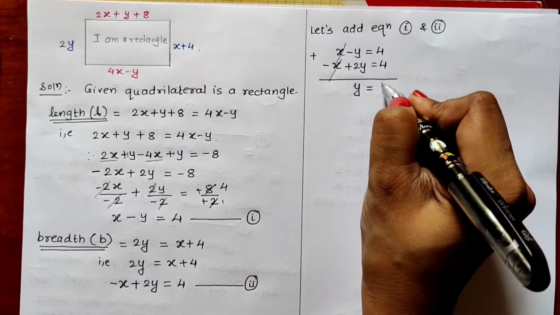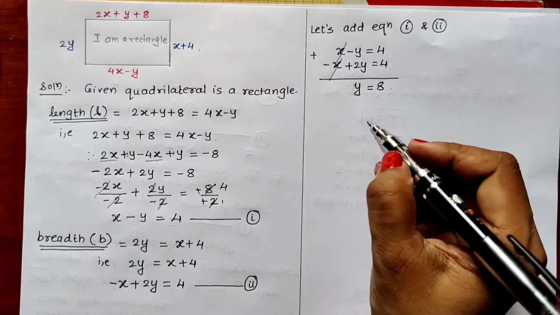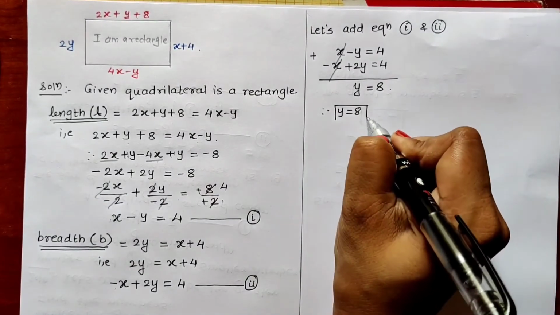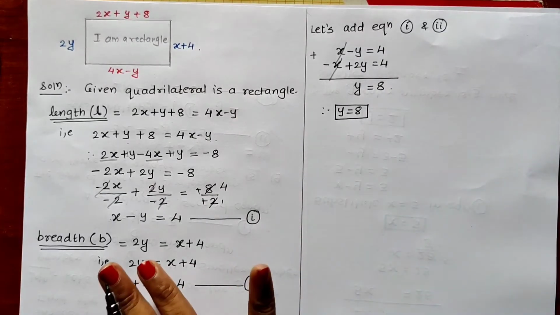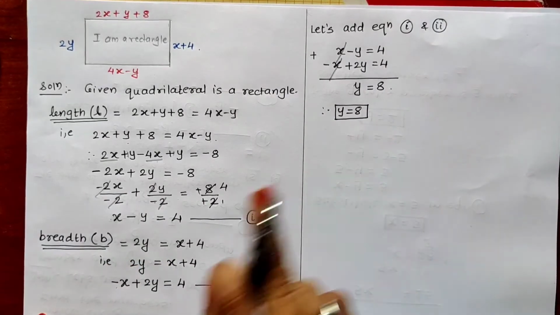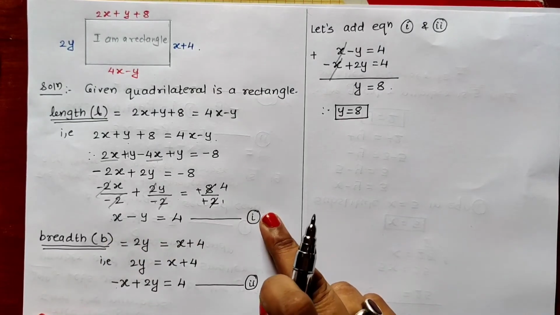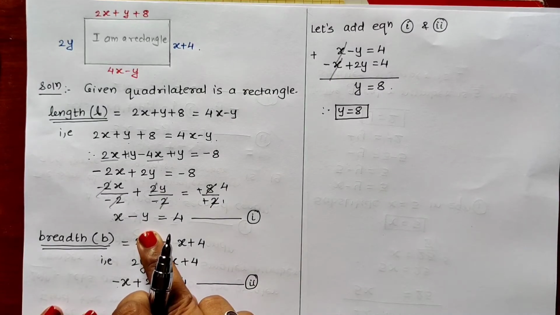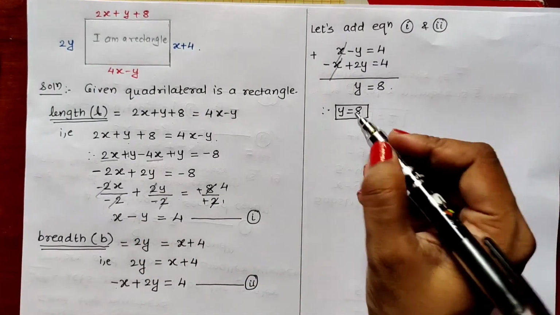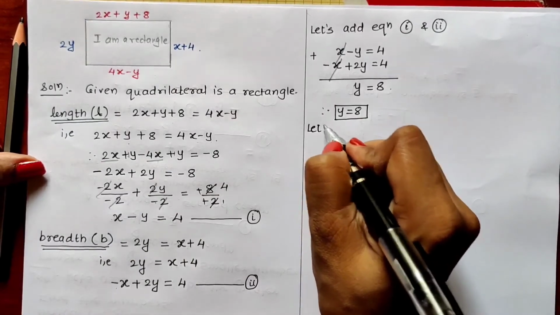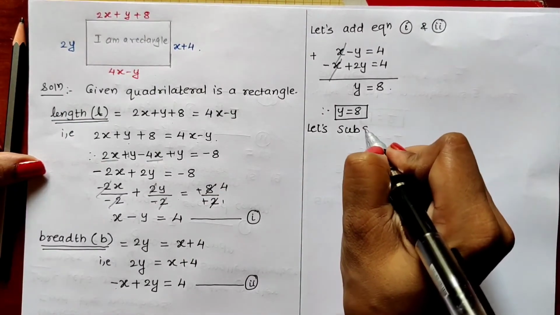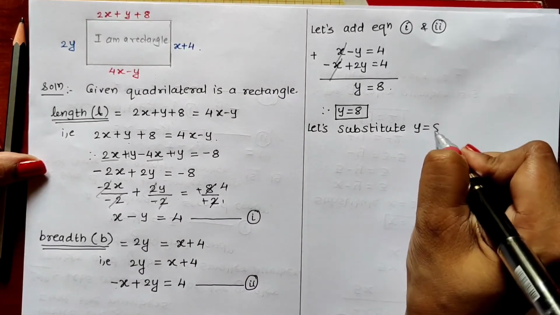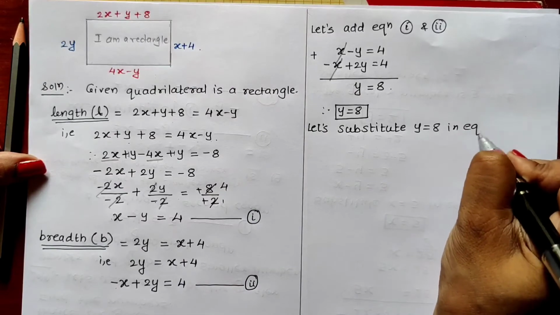4 plus 4 will be 8. So y value we have got 8. Therefore y is equal to 8 we have got. Now from y is equal to 8 we can get the value for x. So this y is equal to 8 we can substitute in any one of the equations, either in equation 1 or 2. It will be easy to substitute in equation 1. So let us substitute y is equal to 8 in equation 1.